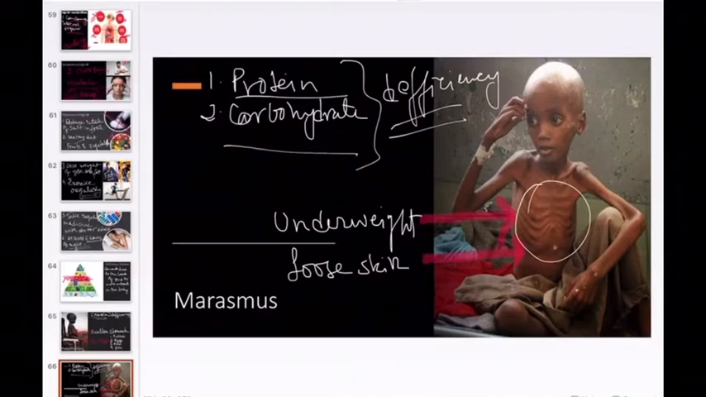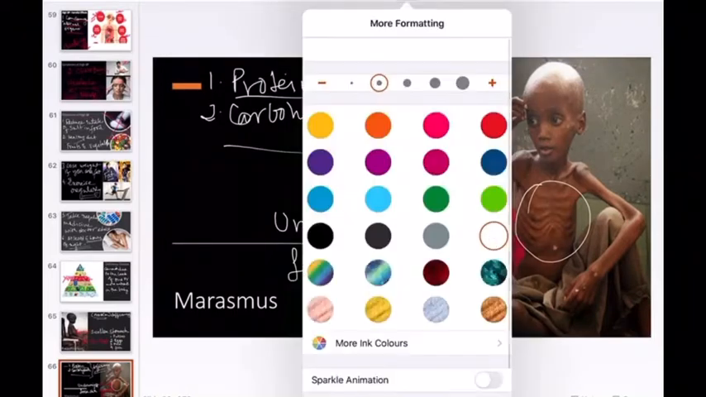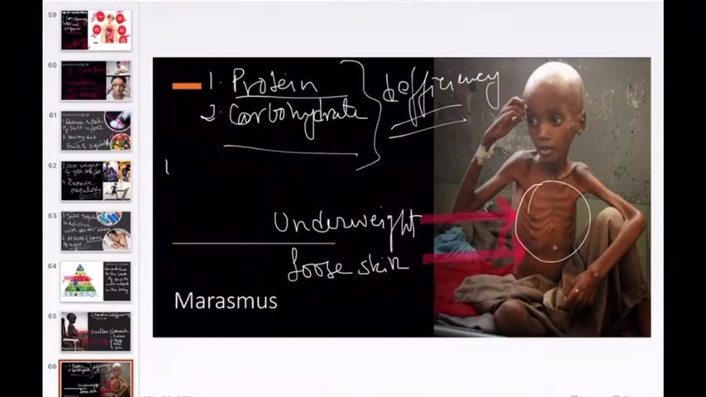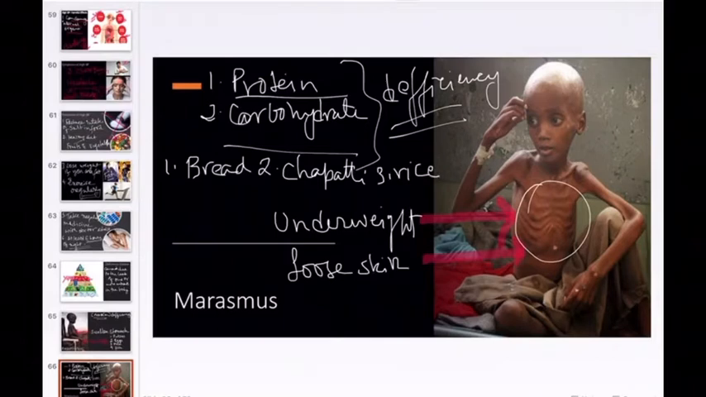And to prevent them, if you want to help such a person, what should you give this person to eat? They should eat more of bread, rich in carbohydrate. Chapati, carbohydrate rich. Rice, carbohydrate rich. Potatoes, carbohydrate rich. These are all carbohydrate rich food.